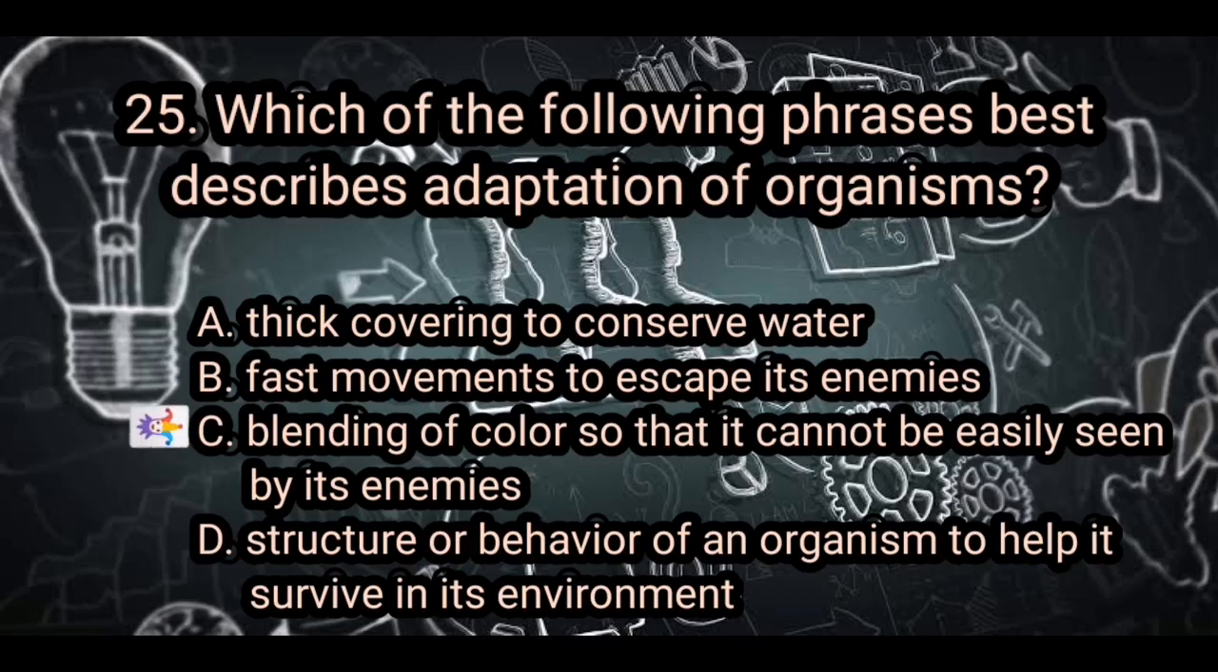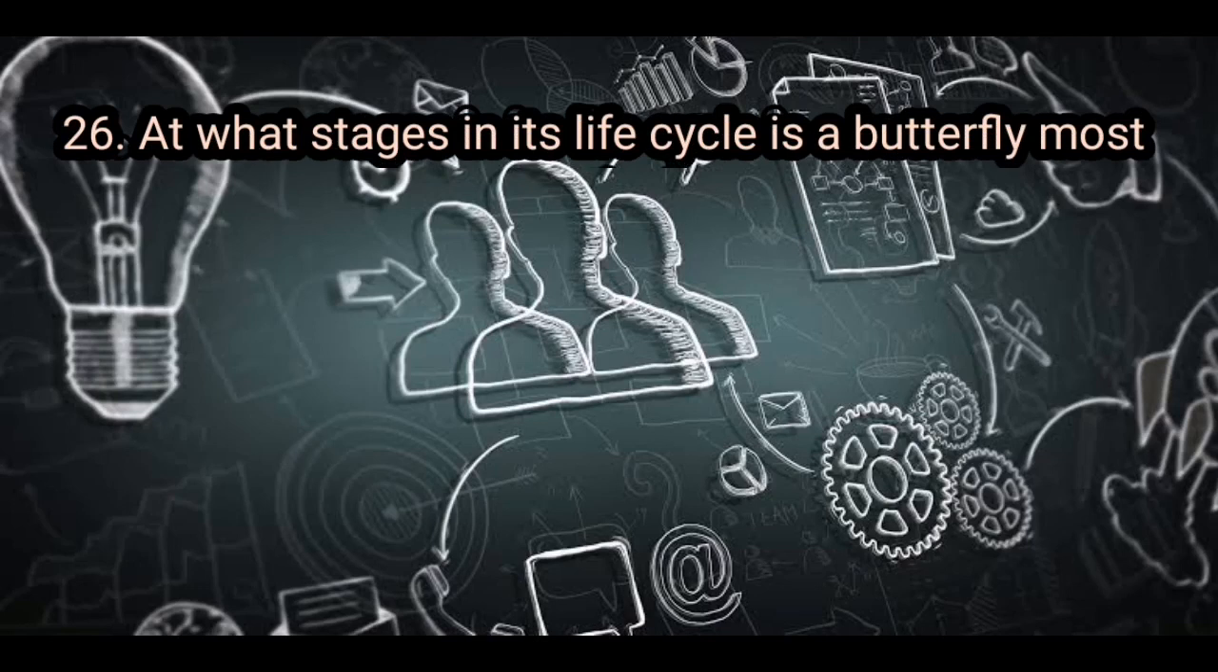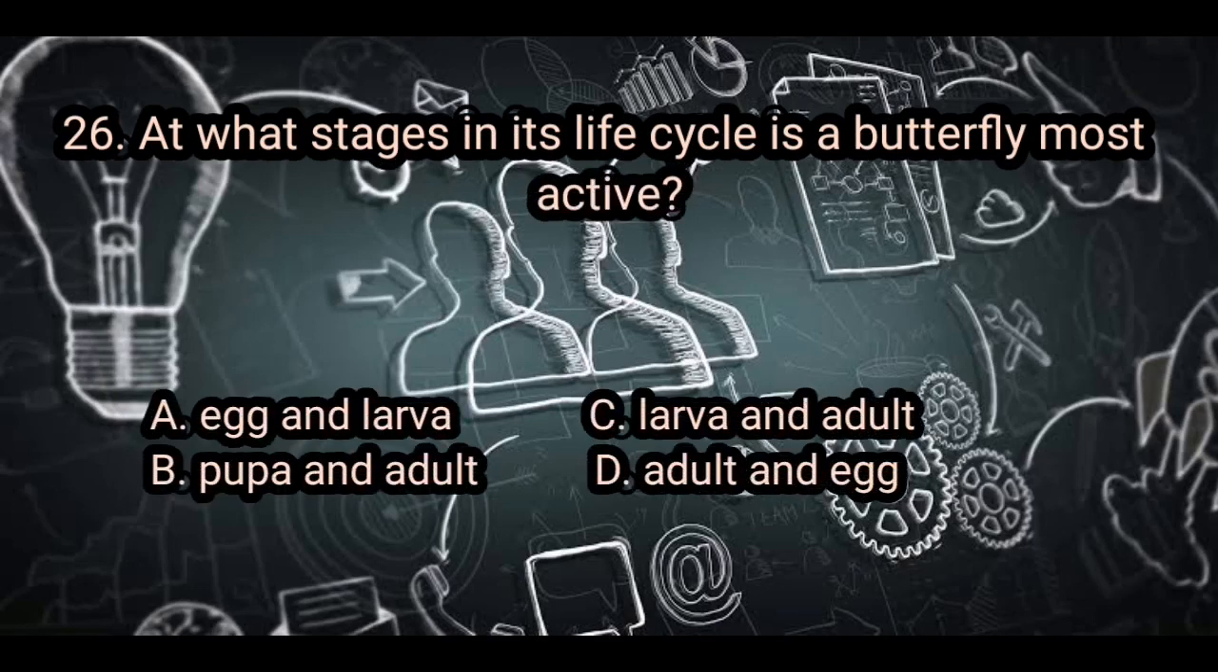Correct answer, letter C. 26. At what stages in its life cycle is a butterfly most active? A. Egg and larva. B. Pupa and adult. C. Larva and adult. D. Adult and egg.